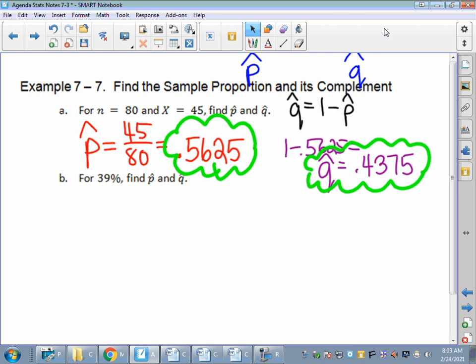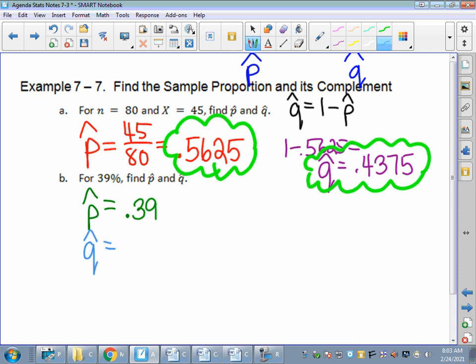Now, in the second one, in B, for 39%, find P hat and Q hat, it's given to you. This is easy peasy, right? So P hat is equal to 39%, just like those problems that we did in chapter 6. I give you the probability of success. It's just sample success. So then Q hat has to be equal to, it's the complement, adds up to 1, so 1 minus 0.39. So that's going to give us something like a 0.61. I really should put a 0 in front of those. So you have to look at the problem and figure out, are they already giving me P hat, or do I have to figure out P hat?